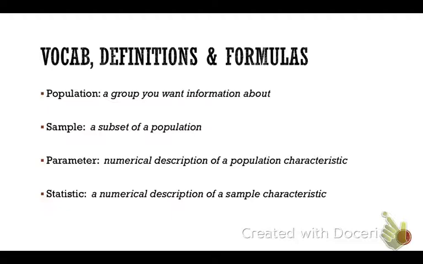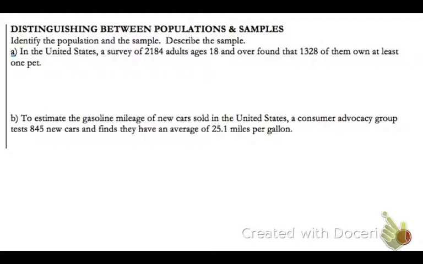Now we'll come back to the other two definitions, parameter and statistics, but right now let's go on to some of the problems. Let's talk about how to distinguish between a population and a sample, telling the difference. So the first question says identify the population and then identify the sample and describe it. So in the United States, a survey of 2,184 adults ages 18 and over found that 1,328 of them own at least one pet.